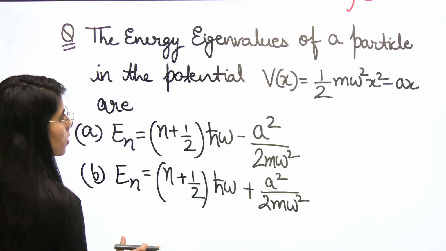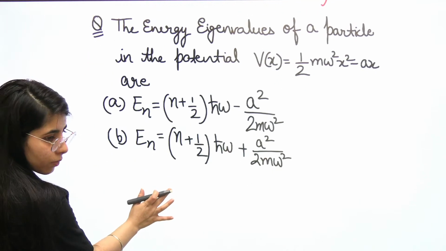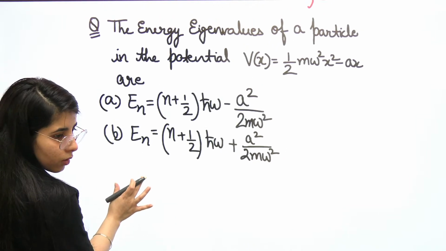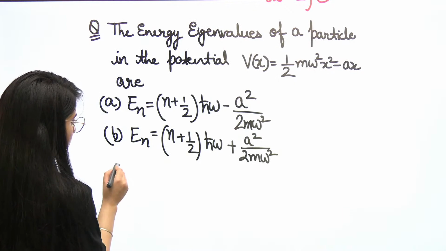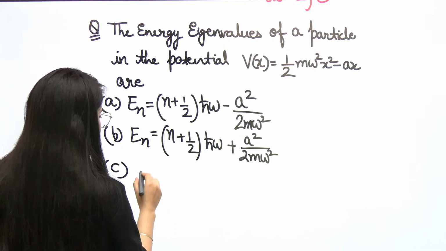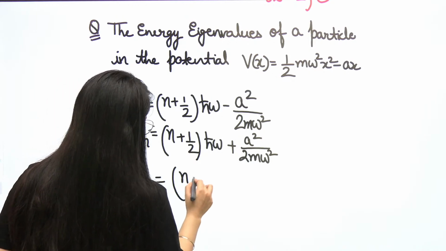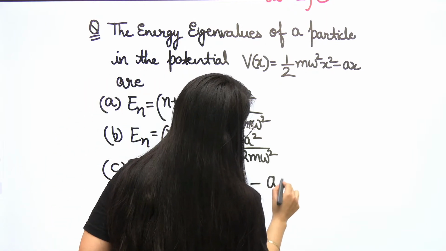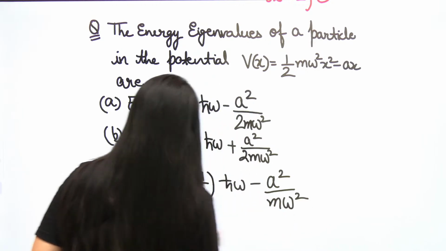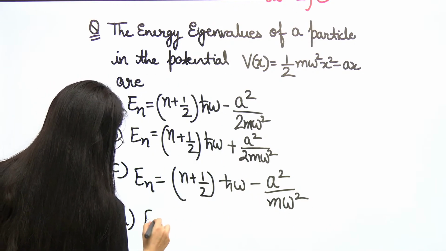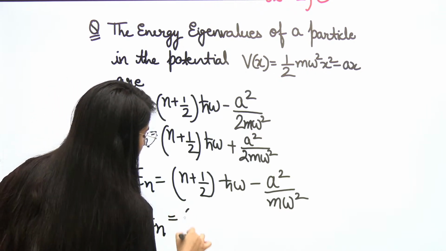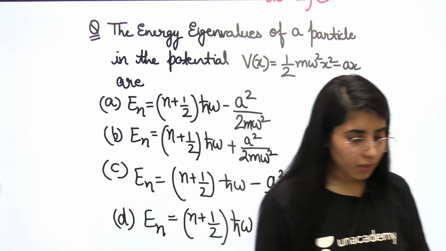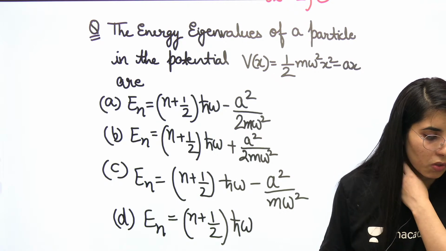The next one is option C, and that is En is equal to n plus half h cut omega minus a square upon m omega square. Option D is En is equal to n plus half h cut omega. Please let me know once you have done it which one is the right answer according to you.